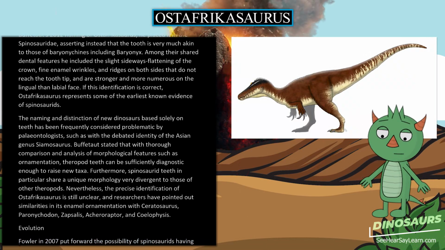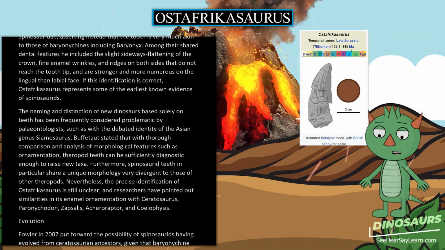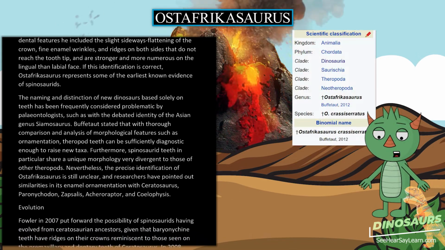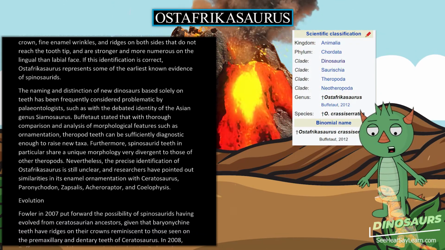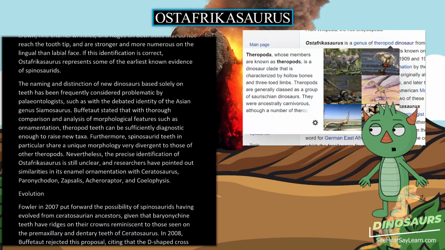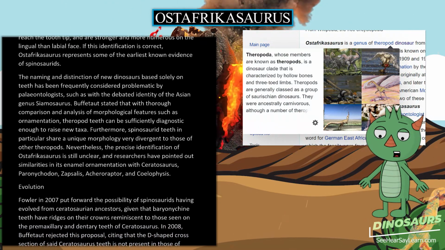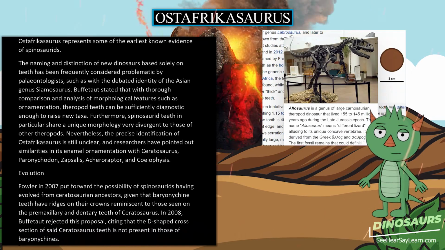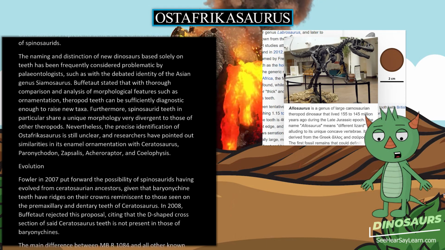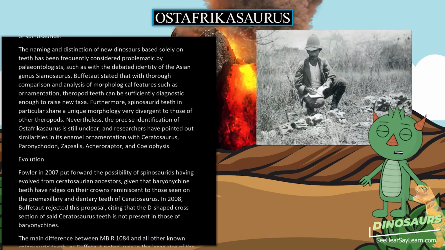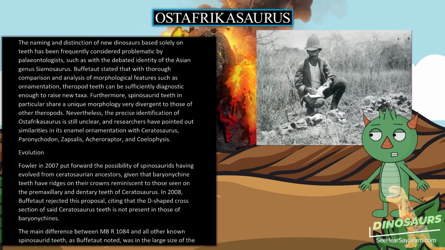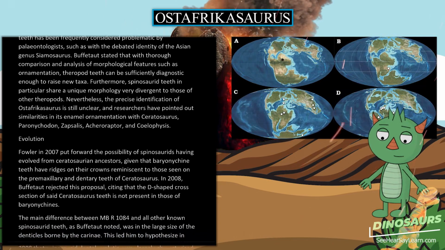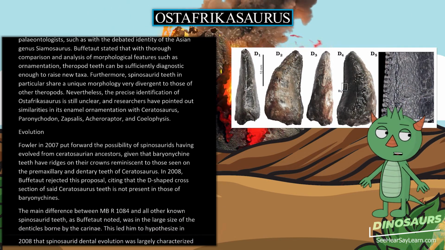The naming and distinction of new dinosaurs based solely on teeth has been frequently considered problematic by paleontologists, such as with the debated identity of the Asian genus Siamosaurus. Buffetaut stated that with thorough comparison and analysis of morphological features such as ornamentation, theropod teeth can be sufficiently diagnostic enough to raise new taxa. Furthermore, spinosaurid teeth in particular share a unique morphology very divergent to those of other theropods. Nevertheless, the precise identification of Ostafrikasaurus is still unclear, and researchers have pointed out similarities in its enamel ornamentation with Ceratosaurus, Peirosaurus, Zapsalis, Acrocanthosaurus, and Coelophysis.